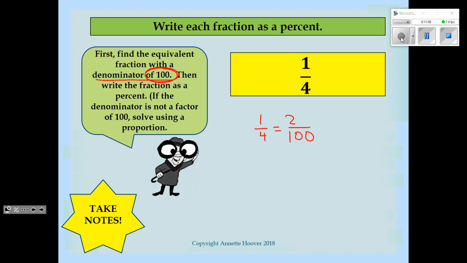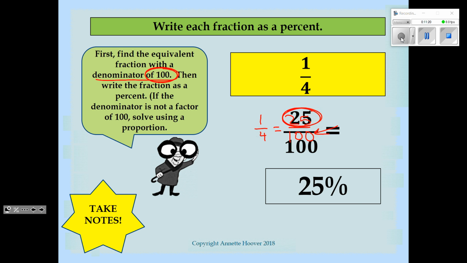So it would be 25 hundredths. Once you have it written over 100, this is the percent. So that is your goal, is to get it over 100, and then the numerator is the percent. So that is just going to be 25%.